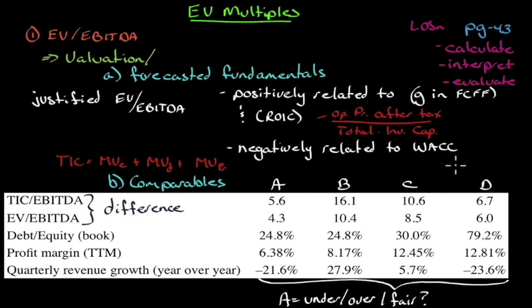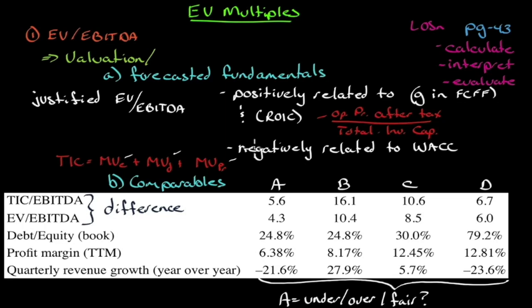Notice we're not using R at this point. R is an equity measure. This EBITDA is to the firm. Enterprise value is firm-wide. EBITDA is to all the providers. It's a cash flow to all the providers of capital. So we must use the weighted average cost of capital, which accounts for equity, debt, and preferred. So we can talk about justifying an EV.